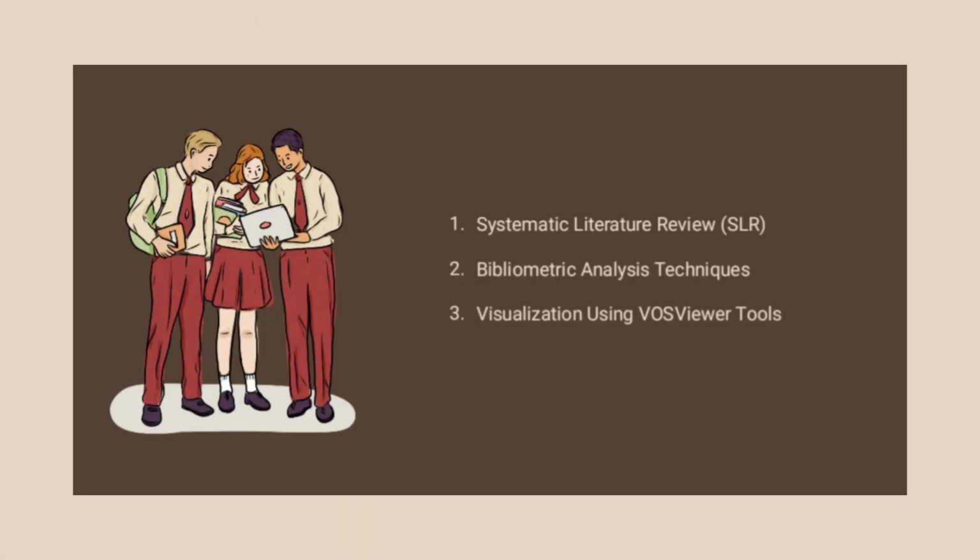Methodology. In this research, we use systematic literature review, or we call it SLR. SLR is to summarize and synthesize the literature. We use bibliometric analysis techniques. It's to help understand the intellectual structure, especially to analyze data about e-learning. We also use visualization using VOSviewer tools. It's a software to visualize data maps based on bibliometric networks. It offers the additional functionality of zooming, scrolling, and searching.